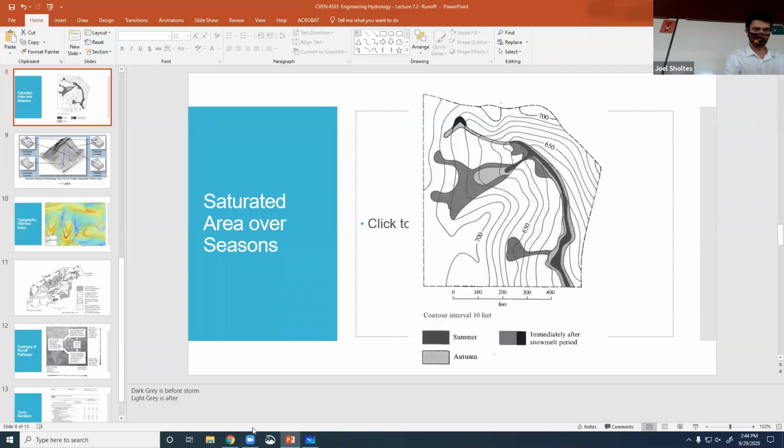All right, let's take a 5-minute stretch break, and we'll come back and talk about the curve number. 3-minute stretch break.